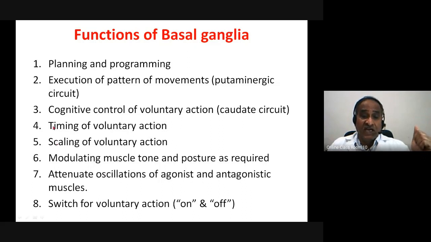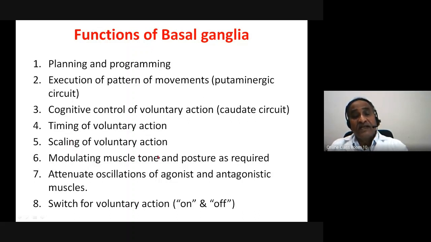So that is the timing. Then scaling. I mentioned the scaling, the writing on paper with a pen, or writing on the chalkboard. You just see the difference you create in the size of the letters. That is scaling of the voluntary action. Also, if you have to throw a ball for 5 meters and if you have to throw a ball for 50 meters, the intensity or force you use differs. So that is scaling.